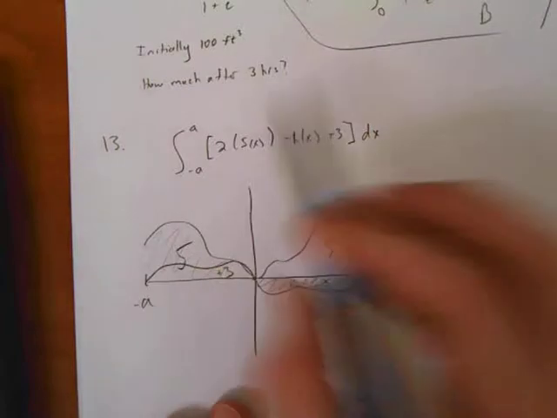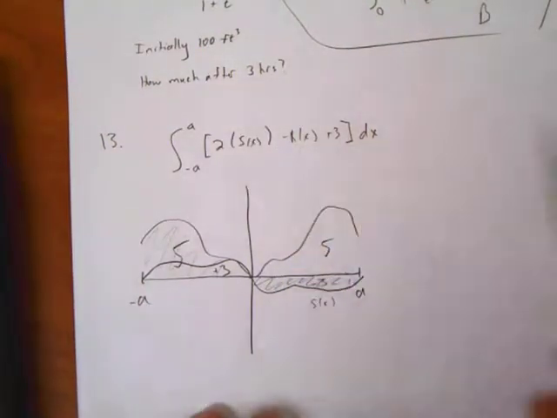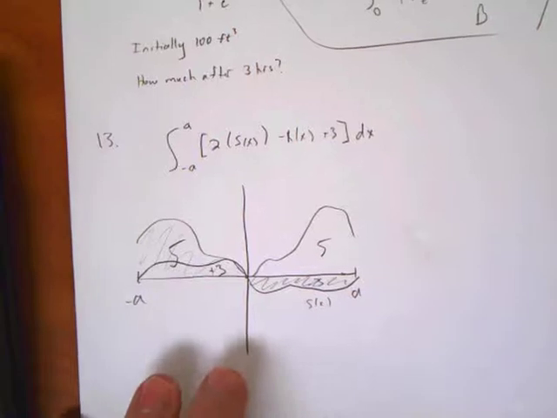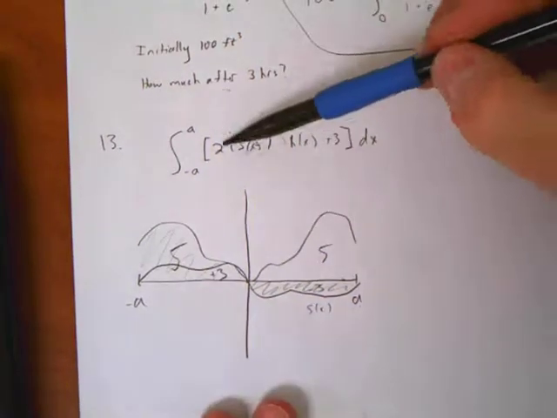And we're looking for the area from negative a to a of 2s of x minus r of x plus 3. Well, I like to think of this as 3 separate integrals. First, the integral of 2s of x.